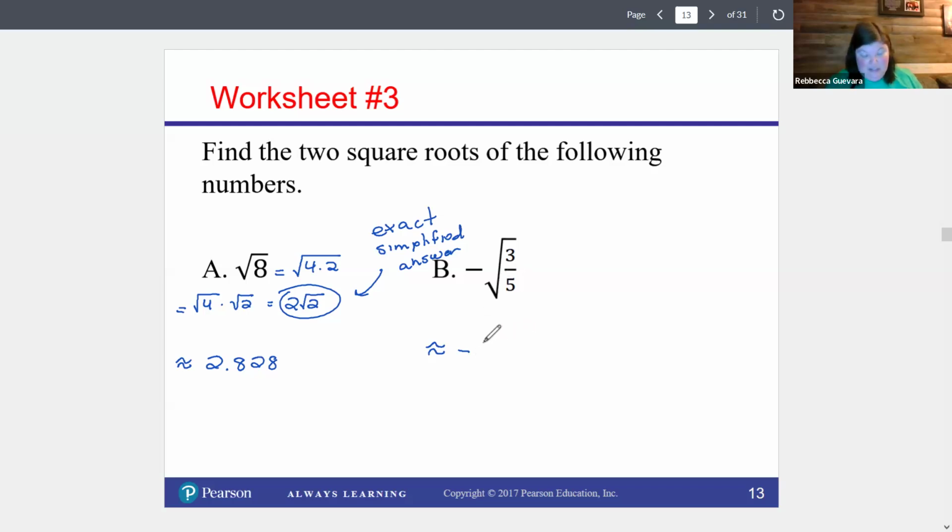Or you can do this as negative square root of 0.6, if that's easier to put in, but either way, you're going to have negative 0.775. Okay, so like a quick review of what we were doing with square roots in the past.